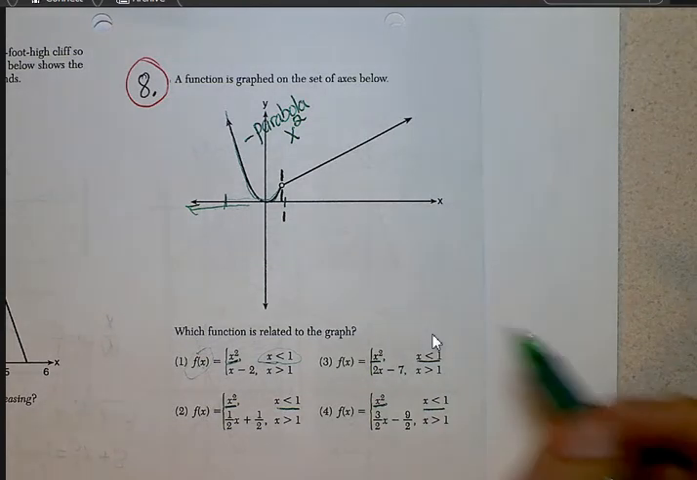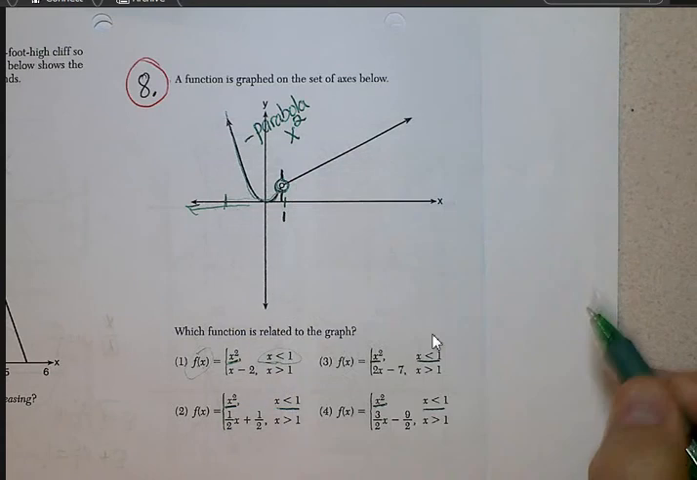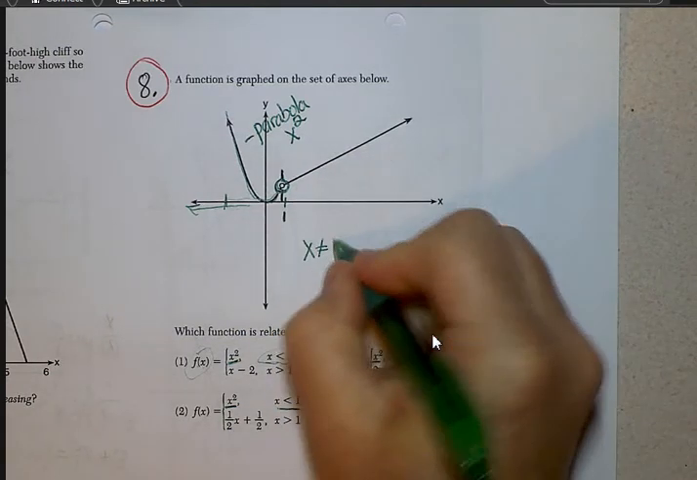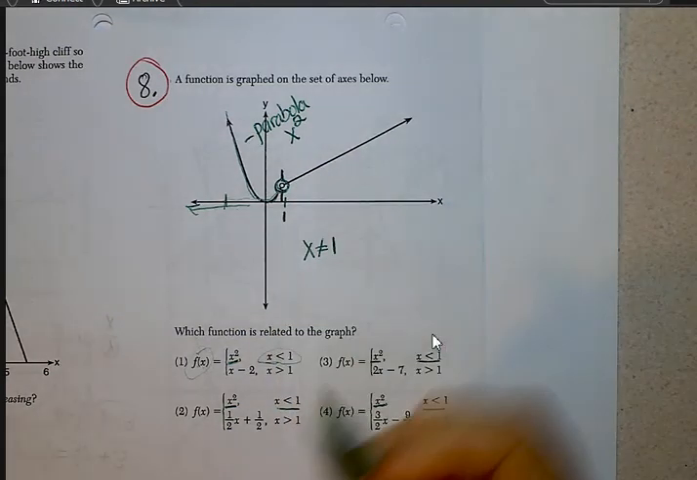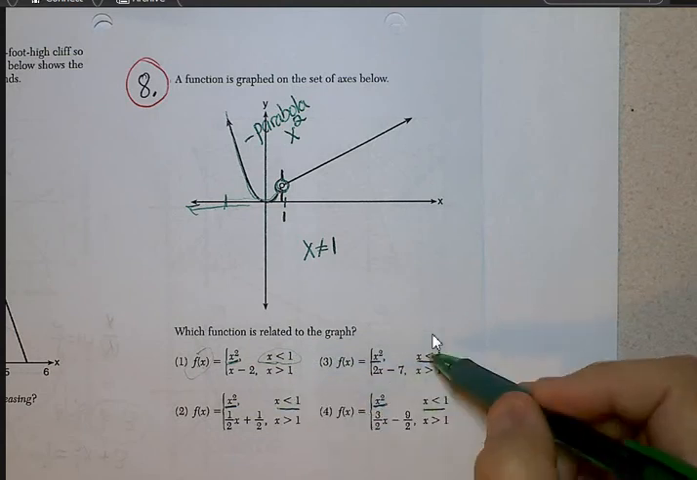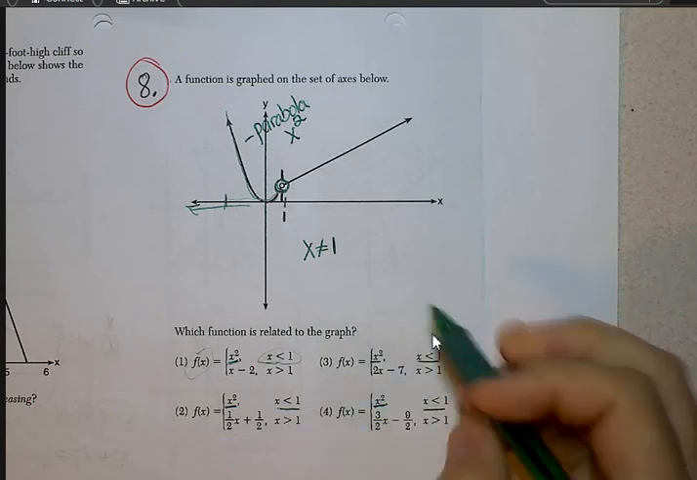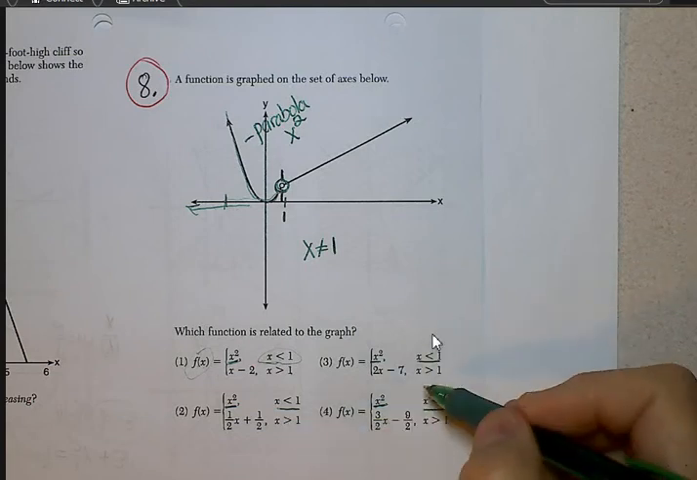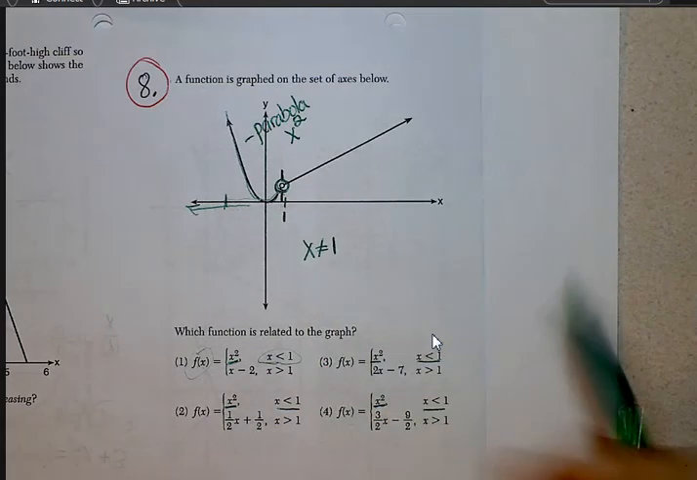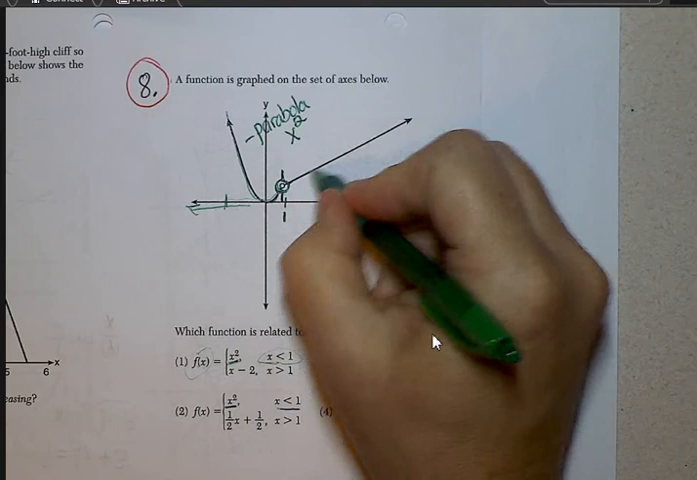The other piece is this open circle. This open circle means that we cannot let x equal 1. And if you notice, this is x is less than 1, x is greater than 1, less than 1, greater than 1, and so on. None of these graphs have x equal to 1. All right, so that piece becomes meaningless with this question. So really, it's what this is going to be.